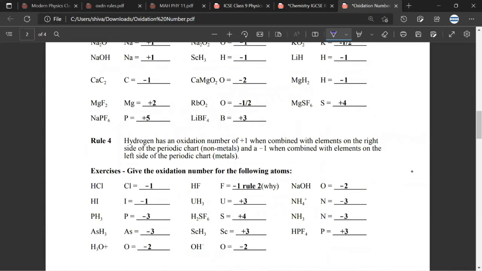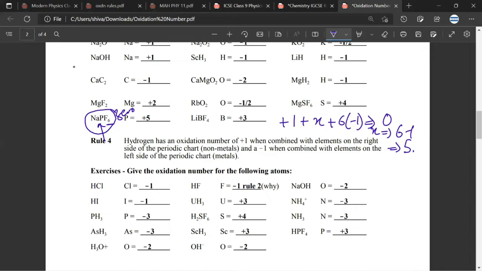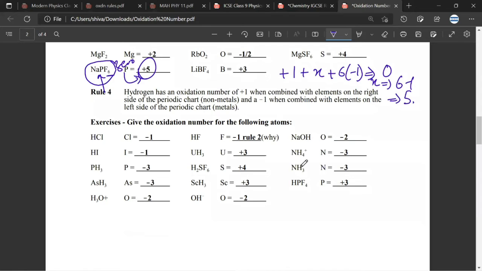Let me do another example for you. If I have to find the oxidation number of phosphorus, what I know is that the oxidation number of sodium is +1. Let me assume that the oxidation number of phosphorus is X. Then there are 6 atoms of fluorine, each with an oxidation number of -1. So this would be 6 into minus 1, and the net would have to be equal to 0, because this compound has no net charge. Therefore X would be equal to 6 minus 1, which is 5, and that is why the oxidation number of phosphorus is 5. Is it making sense? Yes.